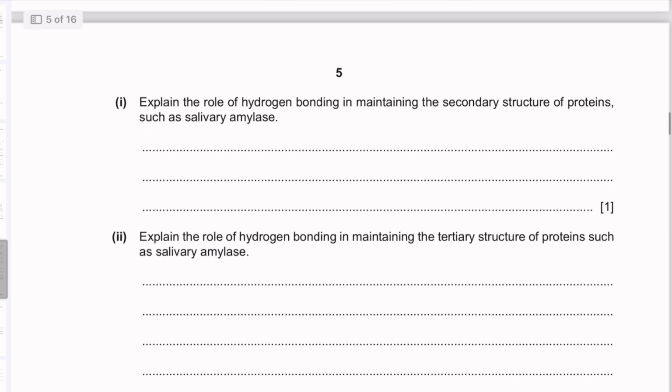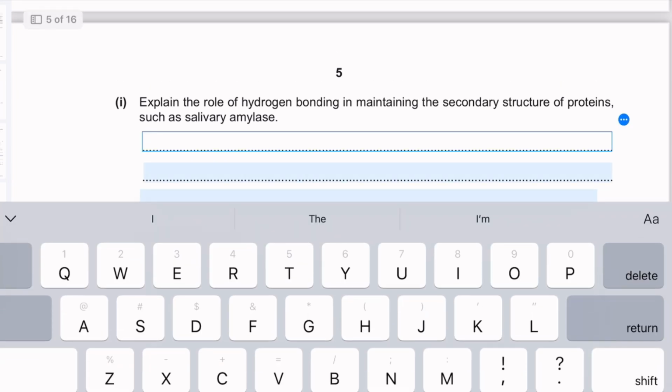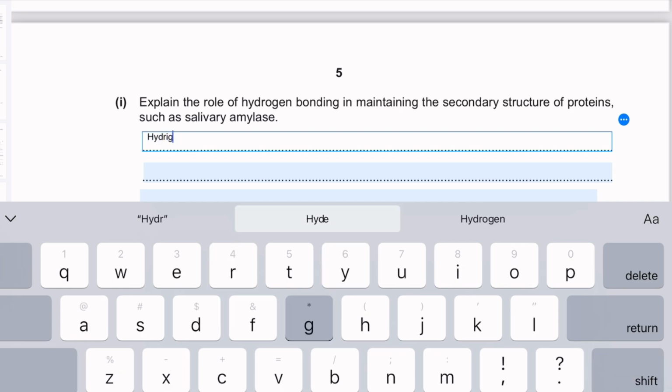He says, explain the role of hydrogen bonding in maintaining the secondary structure of proteins, such as the salivary amylase. Okay, well, the role of hydrogen bonds is that hydrogen bonds actually are what maintain the secondary structure. And when talking about secondary structure, we're talking about the alpha helices that we saw, about the beta-pleated sheets that we saw. So just refer to the structure that we had above. What's the secondary structure that we see there? Beta-pleated sheets and alpha helices. And therefore, I would say, oh yes, hydrogen bonds maintain those.